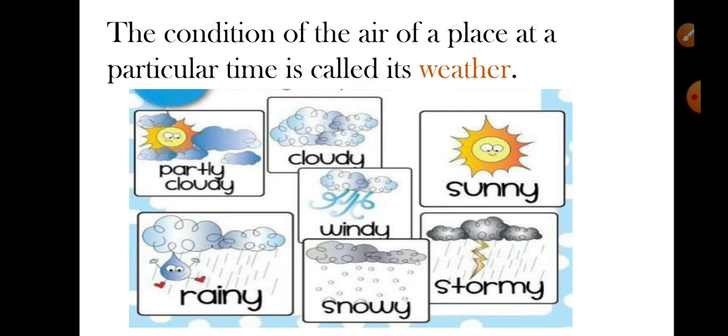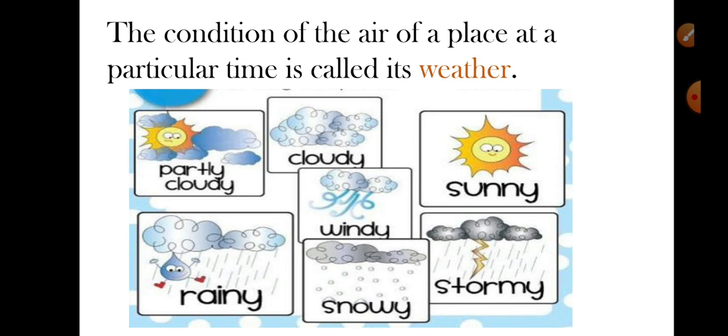Now, the condition of the air of a place at a particular time is called its weather. On that day, at that time, whatever the condition is of that area, of that city, that is known as the weather. I know everyone listens to FM radio. On that FM radio they usually say, आज का बहुत सुहाना दिन है, आज का वेदर ऐसा है, आज का वेदर वैसा है.